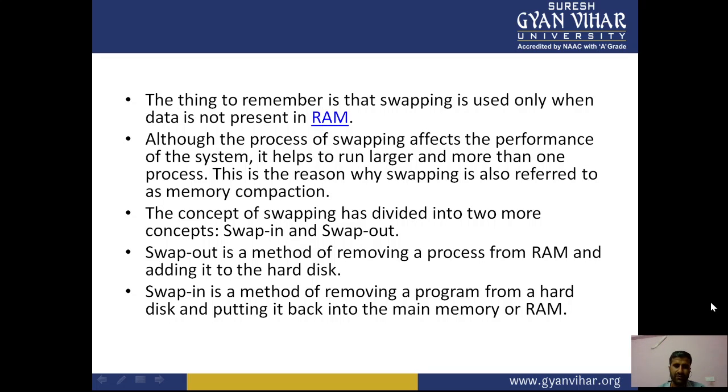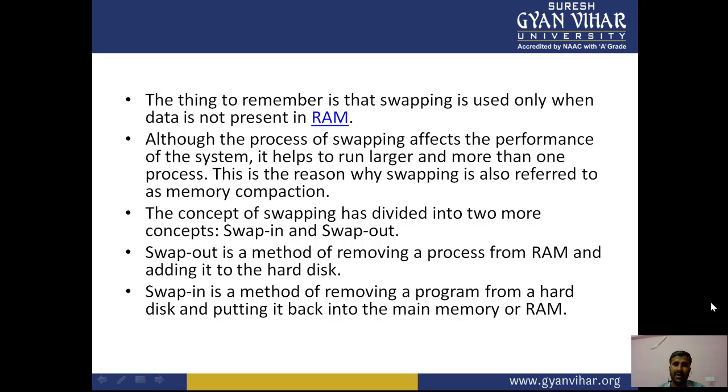So very easy concept over there with the swap out. It is the method of removing a process from RAM, from the main memory, and adding it into the hard disk. Why do we remove it? Because we require some space to execute another process. So we can swap out a process from the main memory, because the main memory is limited.